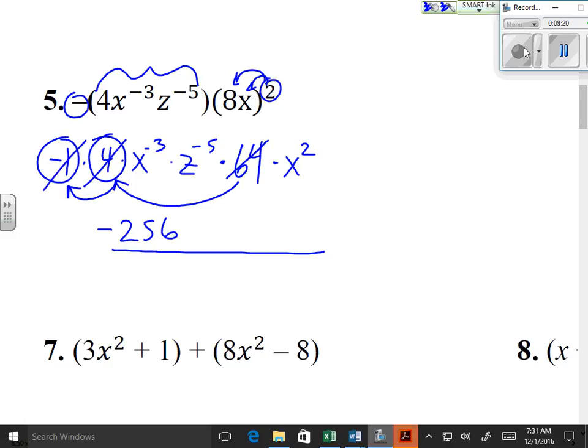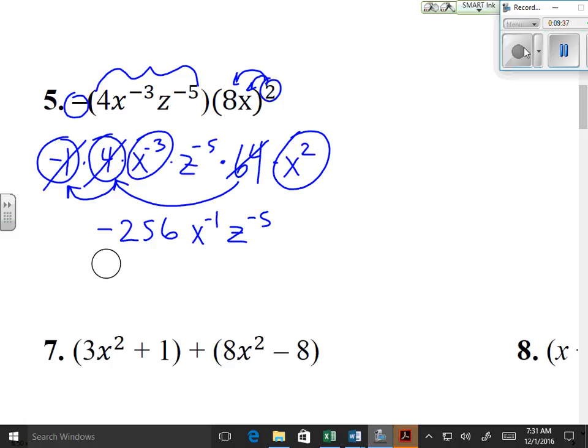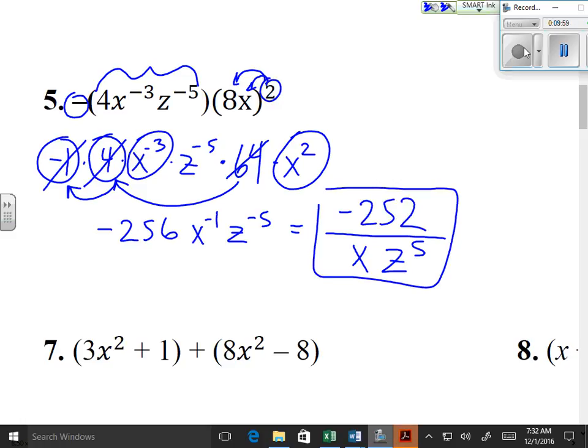Then we have an x to the negative 3rd and an x squared. Now they're both on top, they're not in the bottom of the fraction. We add them together and you get x to the negative 1. Z to the negative 5. Okay, but we're not allowed to have negative exponents, so we need to make this into a fraction so that we can put the x to the 1st in the denominator and the z to the 5th in the denominator, and leave the negative 256 on top. And that's done.